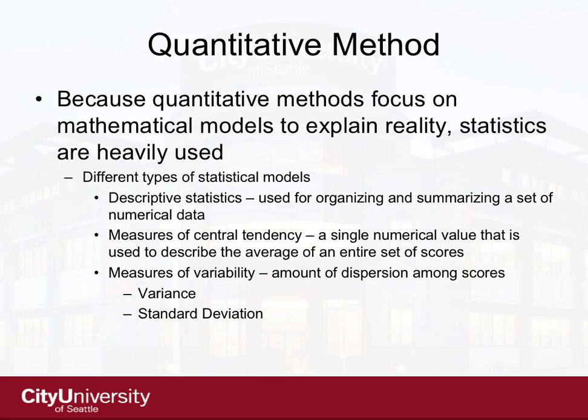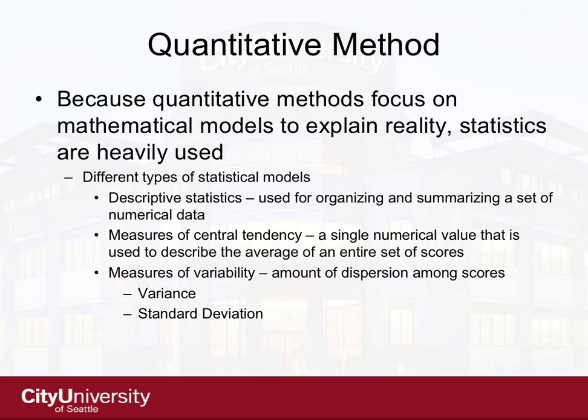So this is a single numerical value that is used to describe the average of the set of scores. So the mean, again, is a measure of central tendency, whereas measures of variability are different. They describe the amount of dispersion among scores, so variance, standard deviation. How much does this score, that data set, that number, vary from the mean, that's a measure of variability. Okay?